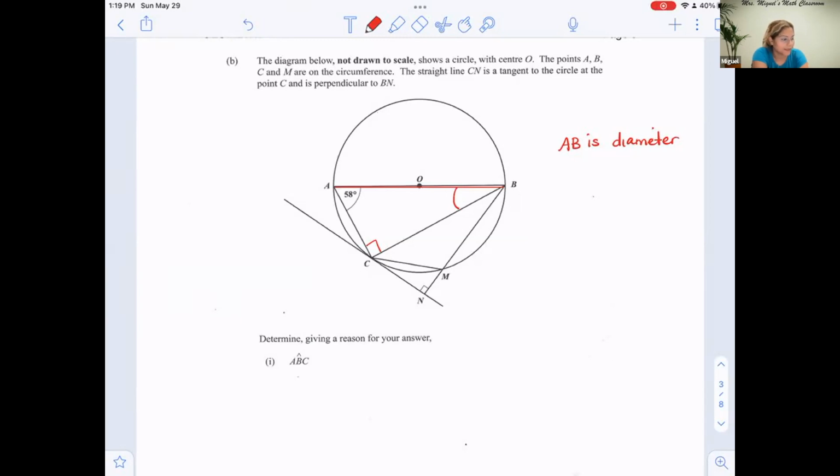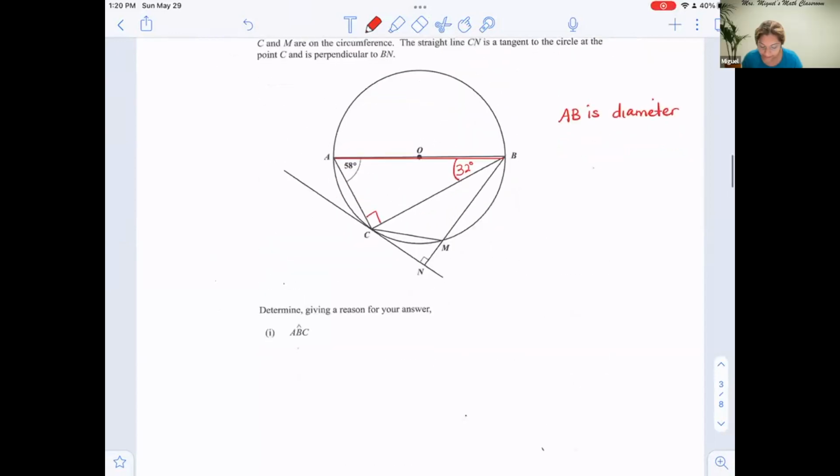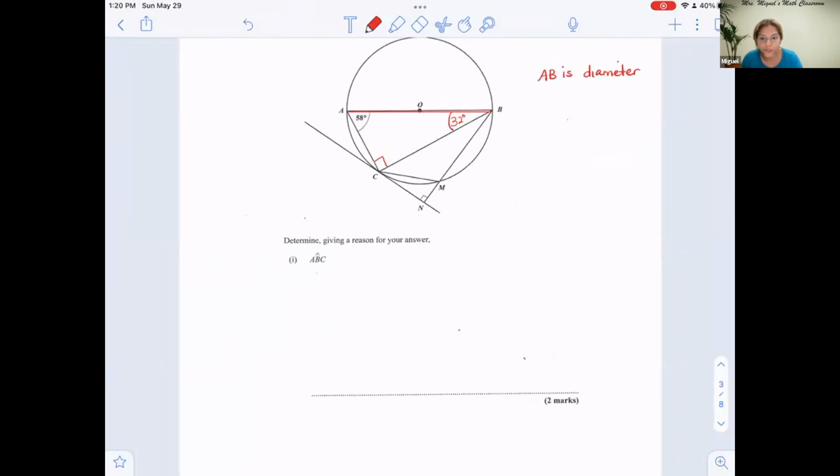All the angles should add to give 180. We have two angles, so we could find the missing angle. All right, the angle here is 32 degrees. Did you all get that? Yes, miss. Now the question says for 2 marks, state the reason for your answer.